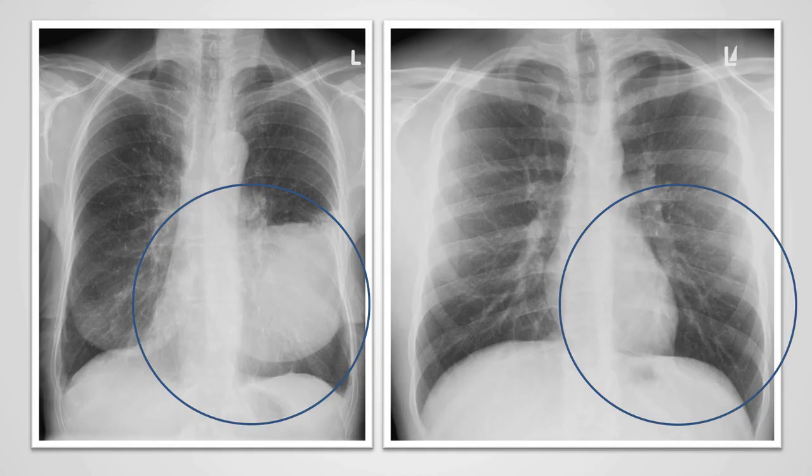Here we have an example of a silhouette sign. On the right, we can identify the heart centrally. We can see the right heart border, and we can see the left heart border clearly. On the left-hand image, we can see the right heart border, but we cannot identify the left heart border.